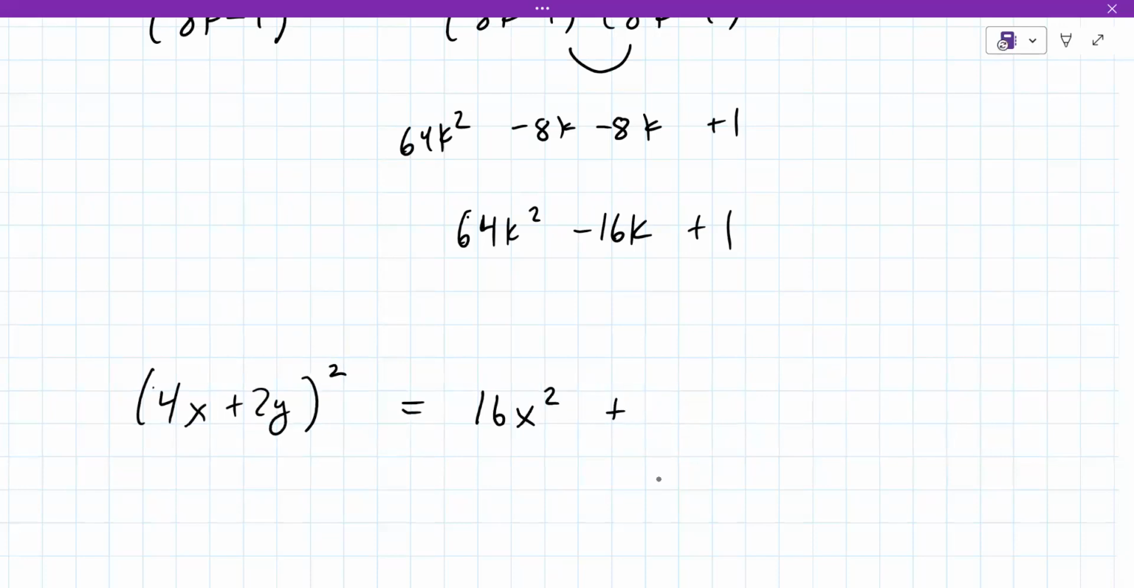16x squared. Now, if you remember, this is a special product. You multiply these together to get 8xy and then double it. 16xy plus 4y squared. Really good stuff.